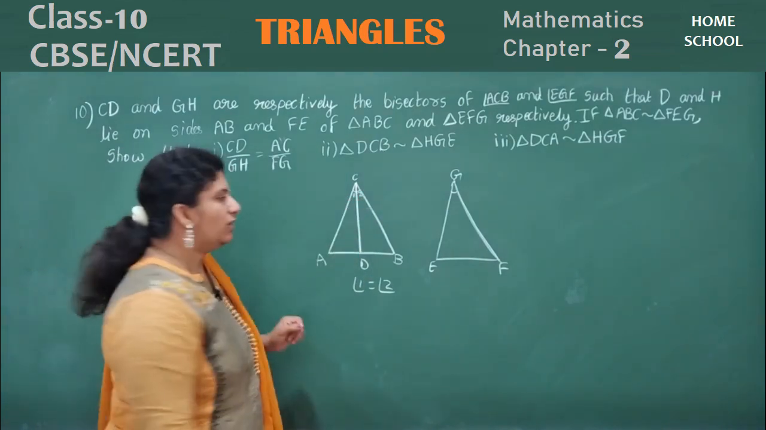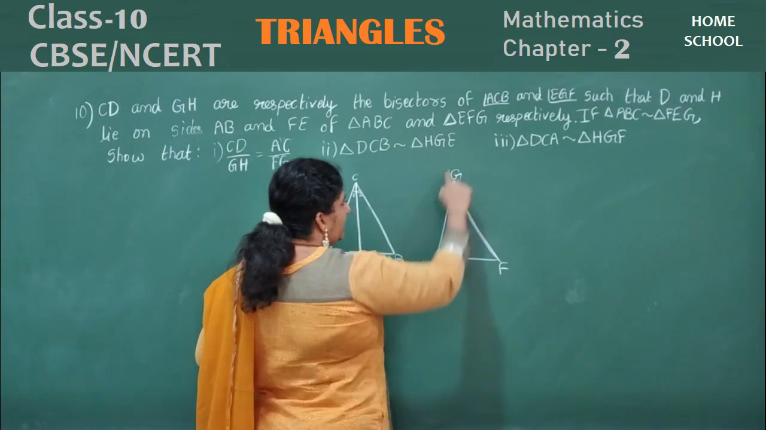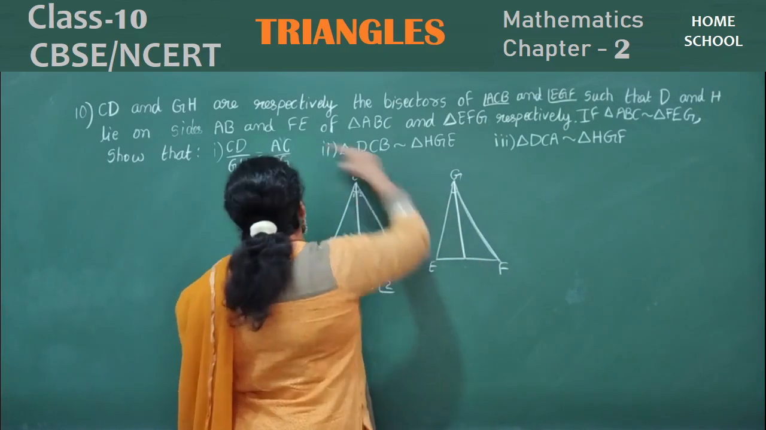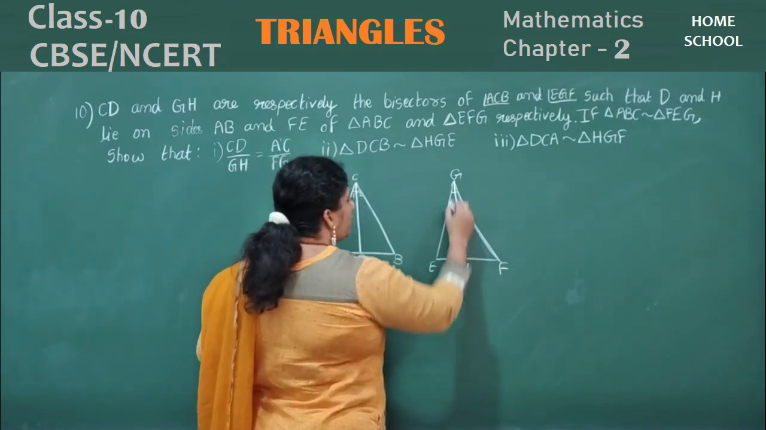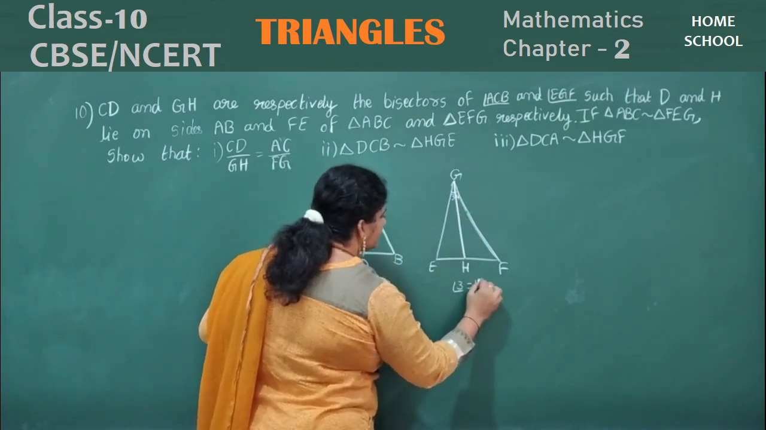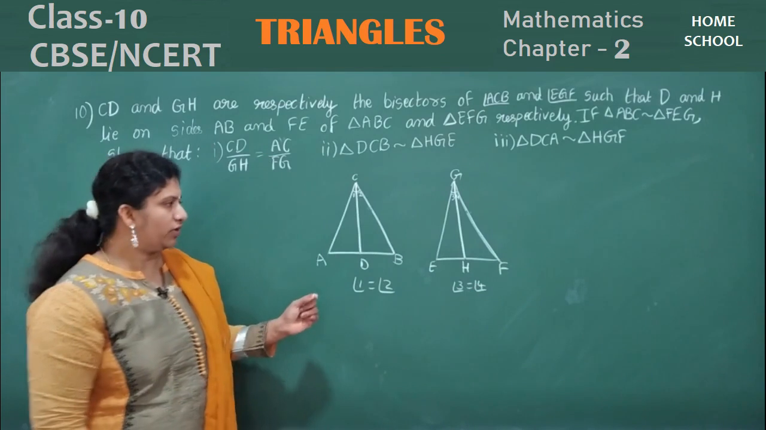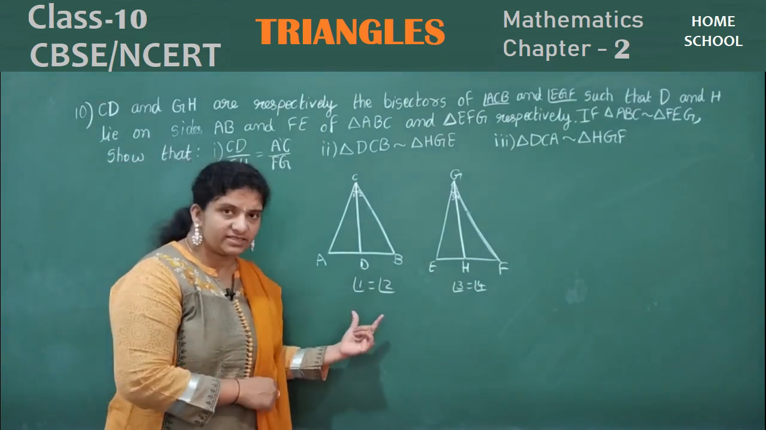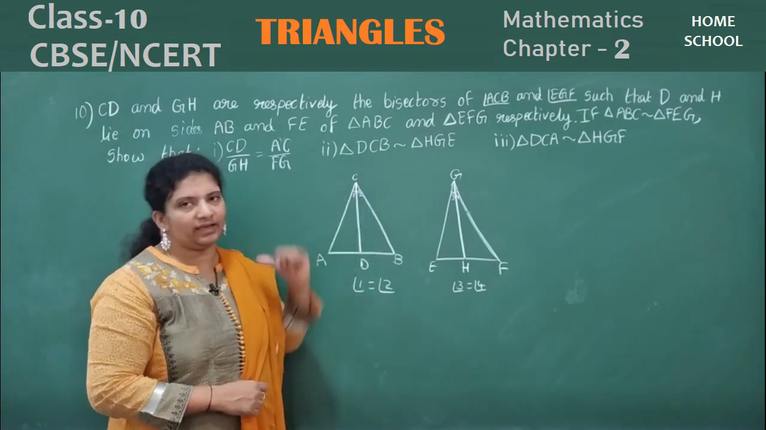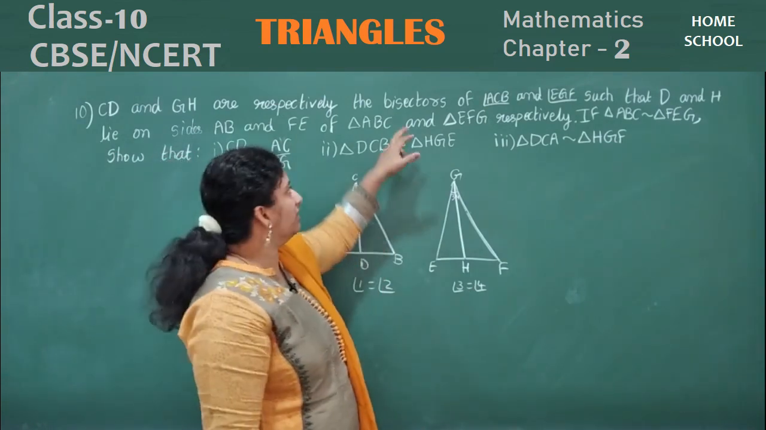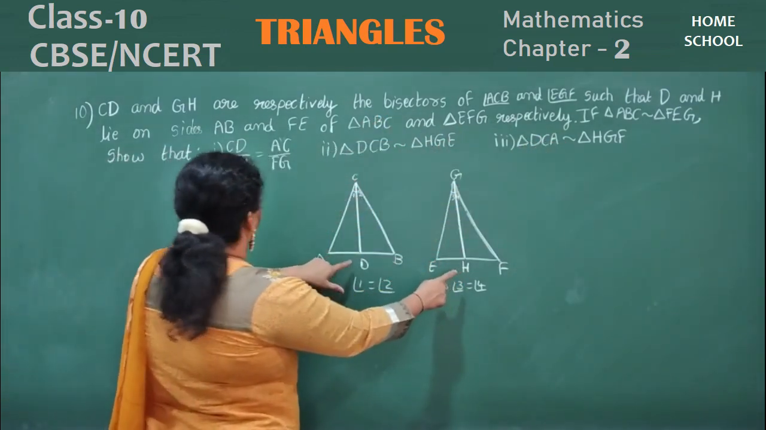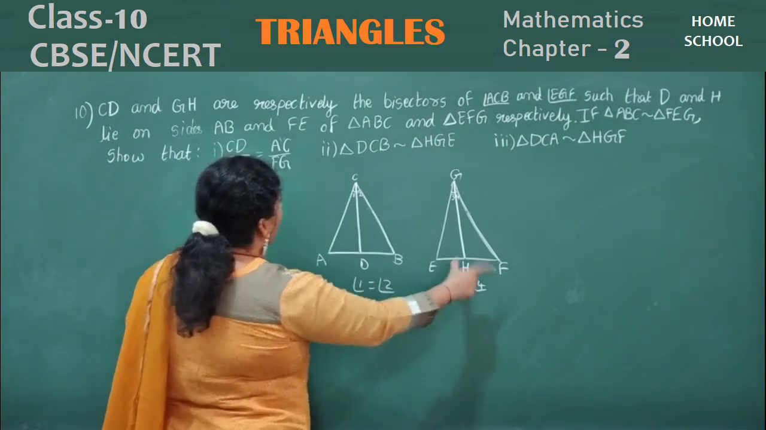So, next one. What is the other angular bisector? EGF is bisected, and what is the letter here? GH. Okay, here also in the same manner, 3, 4. That means angle 3 is equal to angle 4. Angular bisector, what is it doing, children? It is dividing the angle into two equal angles. So now let's read here. Such that D and H lie on sides AB and FE.